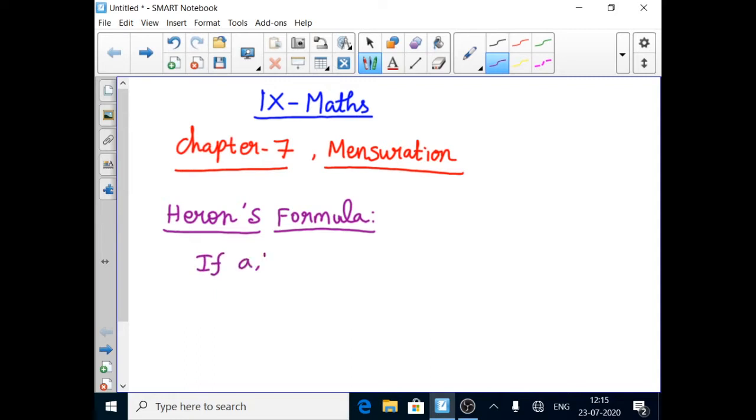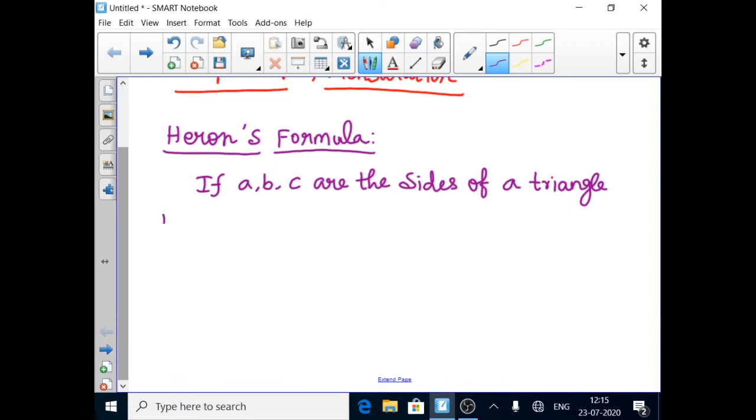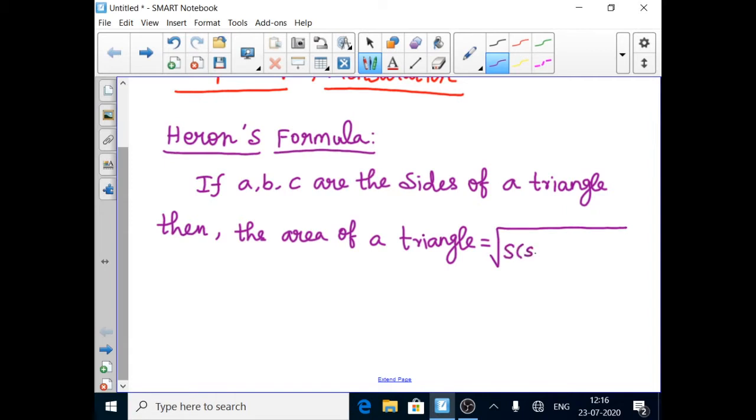If a, b, c are the sides of a triangle, then the area of a triangle is equal to root of s into s minus a into s minus b into s minus c.